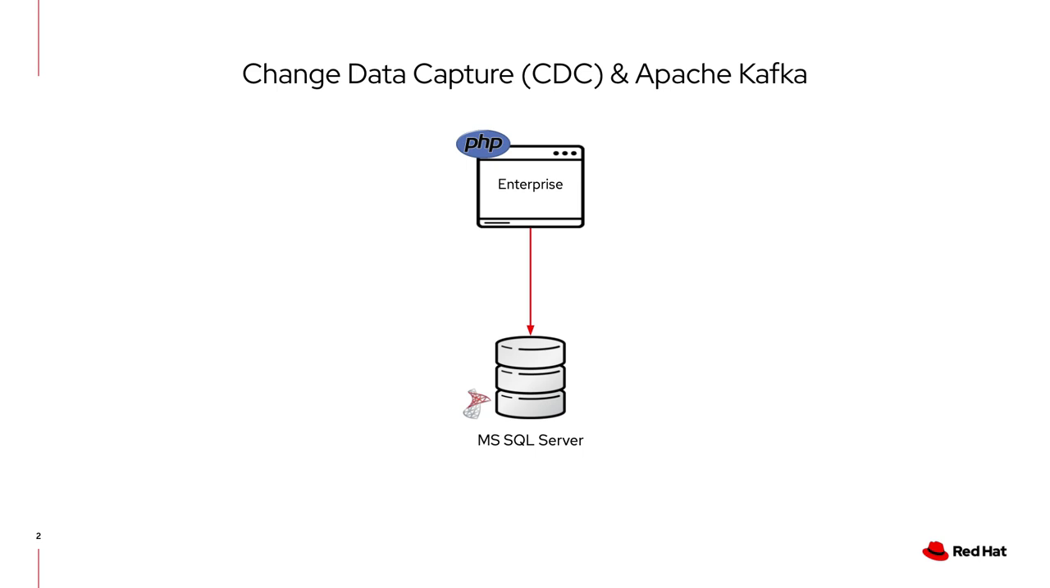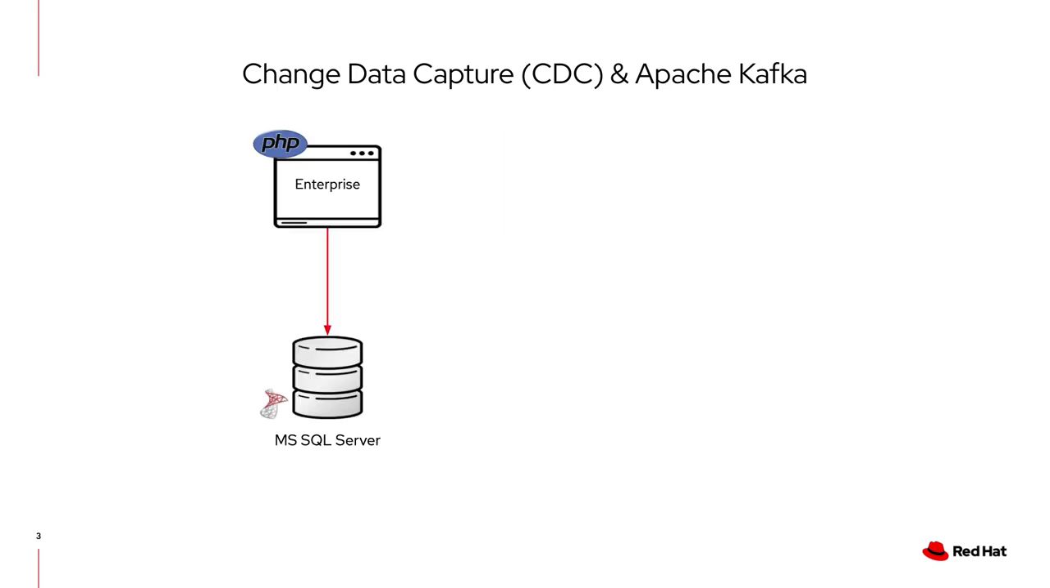Today we're going to talk about change data capture and how to make it work with Apache Kafka using Red Hat AMQ Streams. So in this case we have an enterprise application built on PHP that is sending some orders and records into a database. We want to also be able to index the orders that we are saving into our enterprise application so we are able to query those faster using tools like Elasticsearch.